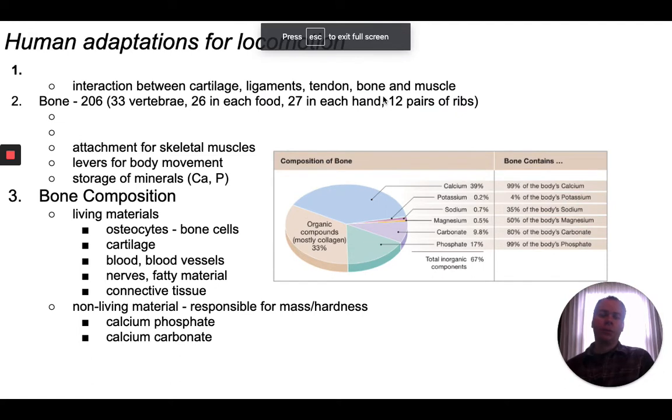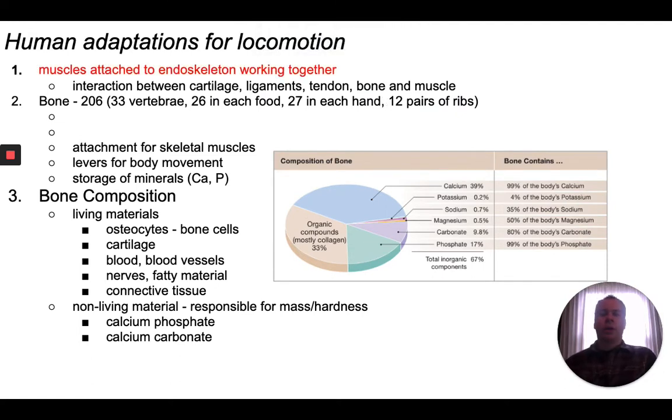So we'll focus again mostly on humans. In order for us to move, we utilize a couple different body systems. We have our muscular system, our skeletal system. The voluntary movement of our body requires the nervous system as well. So the interaction of those systems allows for us to move.